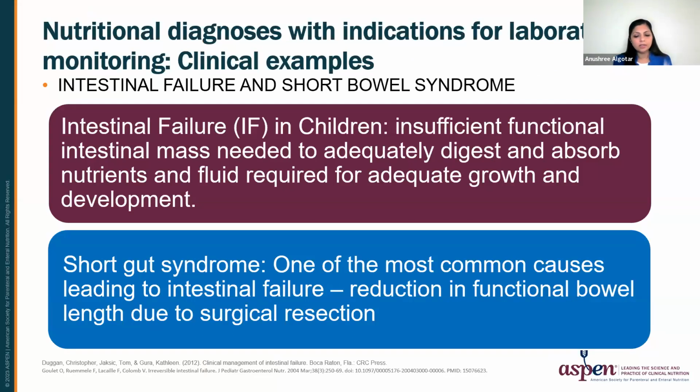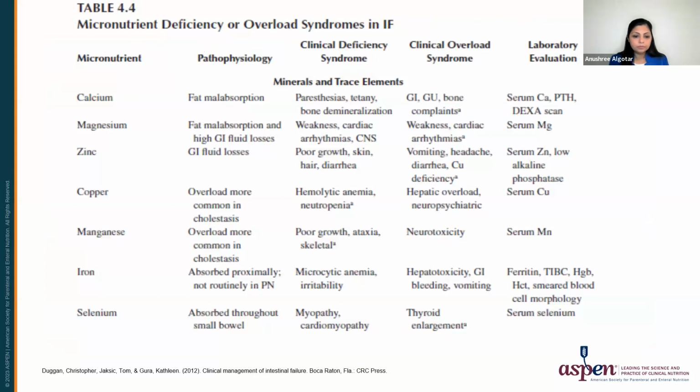The next clinical scenario that we will discuss here is intestinal failure and short bowel syndrome. Intestinal failure in children is defined as an insufficient functional intestinal mass needed to adequately digest and absorb nutrients and fluid required for adequate growth and development. Short gut syndrome is one of the most common causes leading to intestinal failure, and is defined as a reduction in the functional bowel length due to surgical resection.